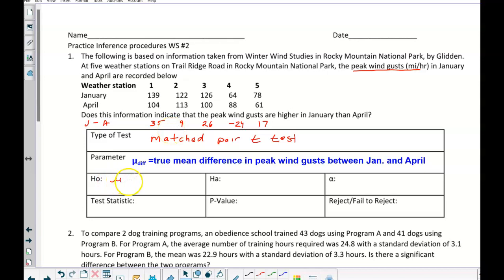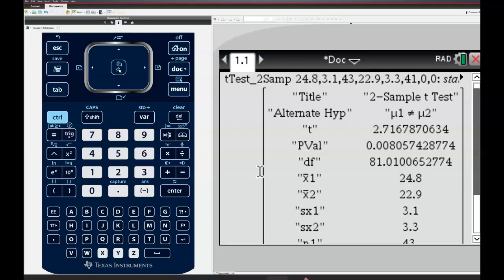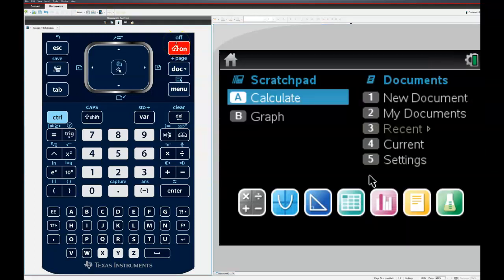And our null is we assume that there's no difference between the results in January versus April. And based on the problem, we want to see if the wind gusts are higher in January. And since I had January minus April, I would expect a positive value, and I'm going to define my alpha as 0.05.